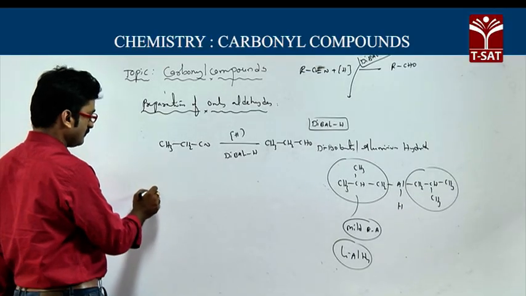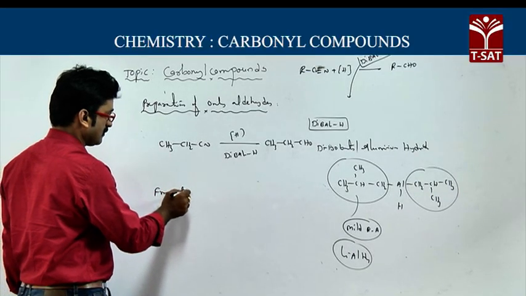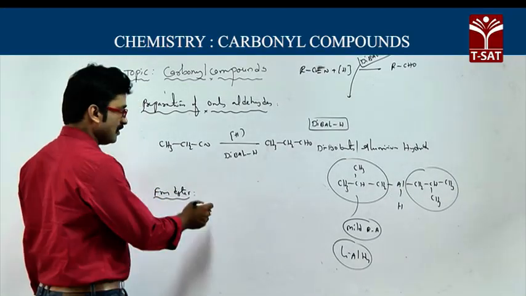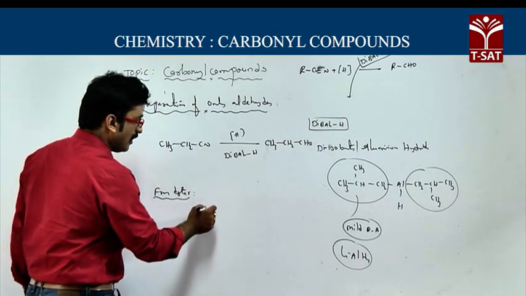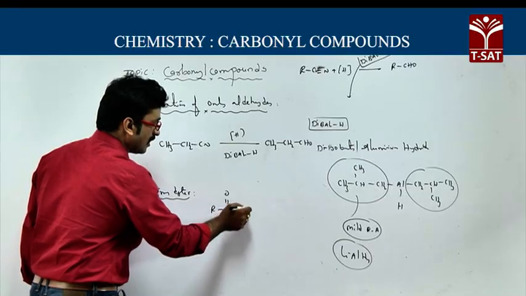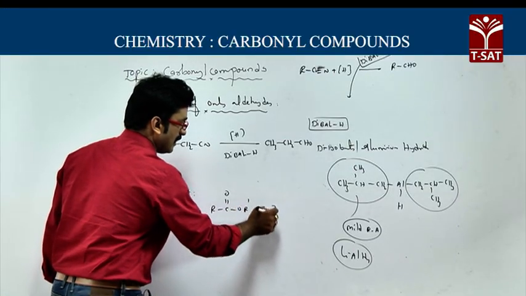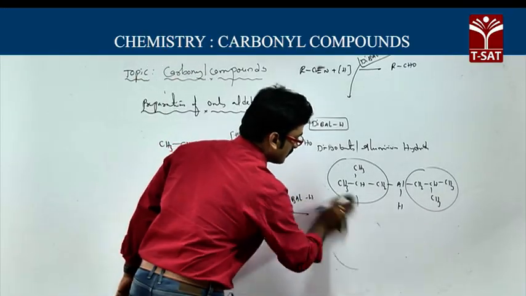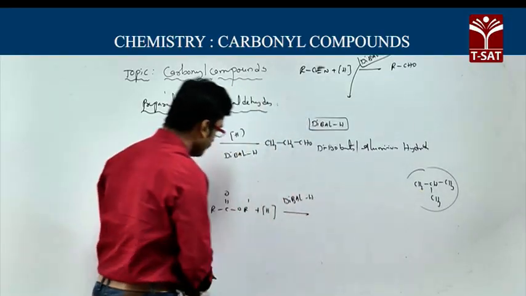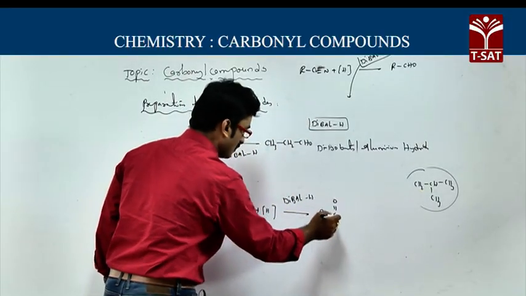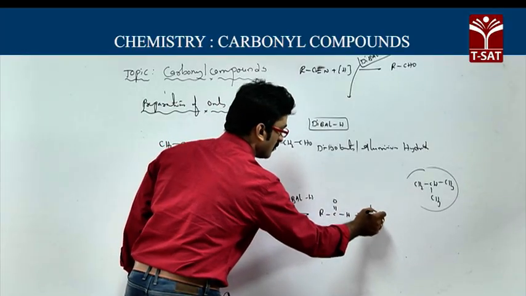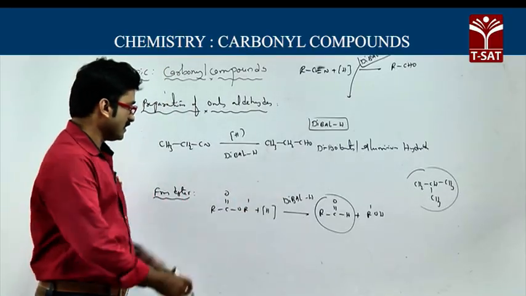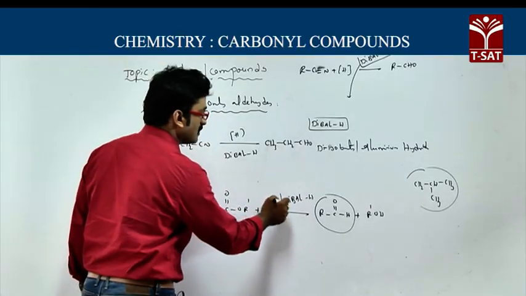Next one is from esters. From esters also we can prepare aldehydes by using the same reagent, DIBAL-H. R C double bond O, OR dash, on reduction in the presence of DIBAL-H, here you will get a mixture of R C double bond OH plus alcohol. So we can also get aldehyde from ester by the reduction using DIBAL-H.